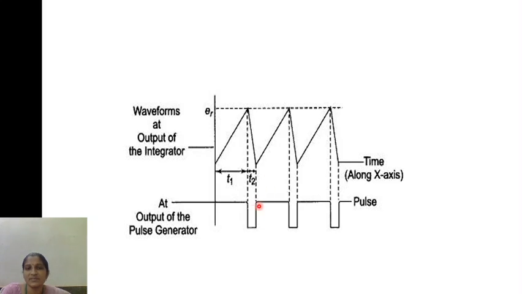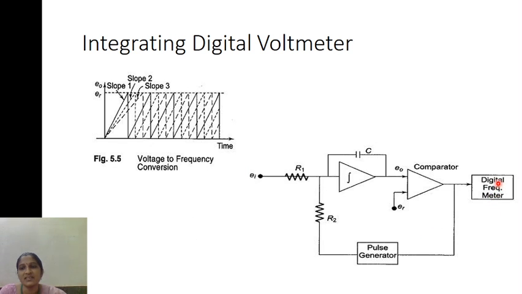You can observe here the output voltage ER and T2 are constant. Only the input voltage is inversely proportional to the time period T1. So 1 by T1 indicates the frequency. So the input voltage can be denoted in terms of the frequency. It is directly proportional to the frequency. So in this diagram, you have obtained the frequency. If you measure the frequency, from that you can measure the input voltage.